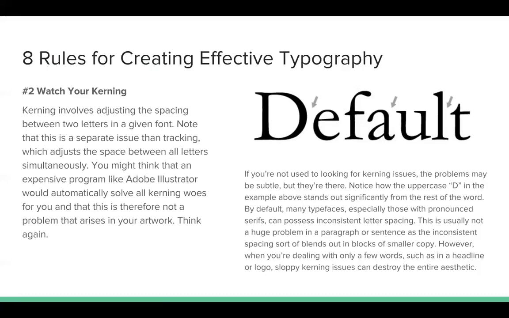This is usually not a huge problem when you're looking at an entire paragraph of text or even a sentence of text, as the inconsistent spacing will blend out because the copy will start to look like a block of words. However, when you're dealing with only a few words, such as your headline or your logo, sloppy kerning issues can destroy the entire aesthetic.